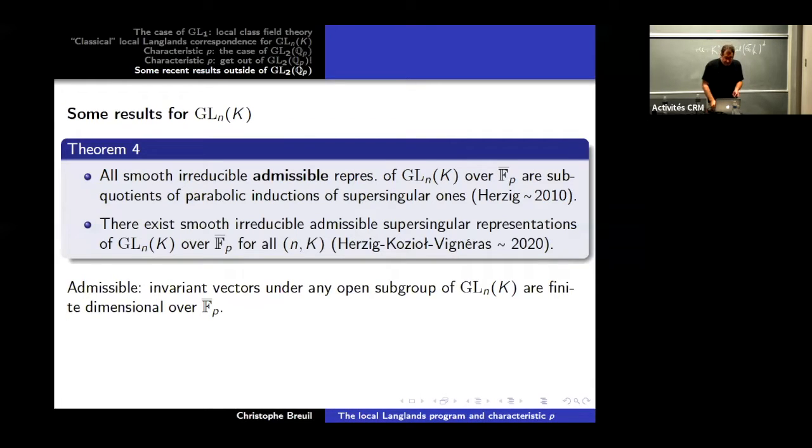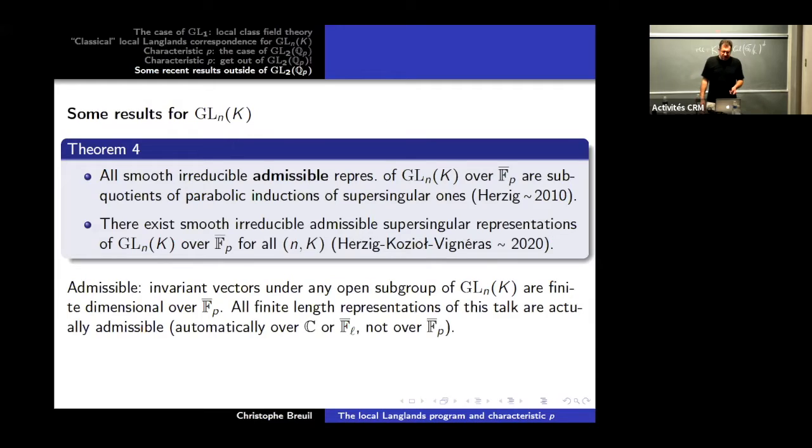First, the word admissible. It's an extra condition on a smooth representation. It means the invariant vectors under any open subgroup of GL_n(K), for instance GL_n(O_K), are finite dimensional. If you take any smooth representation, this is not the case in general, but some are nicer than the rest, which behave well for compact open subgroups. This is the finiteness condition called admissibility, and it is actually automatic over C or F_l bar. So all the representations of this talk are admissible. But it's not automatic over F_p bar, which is why I have to mention it.